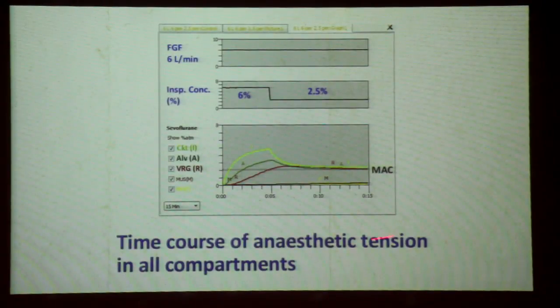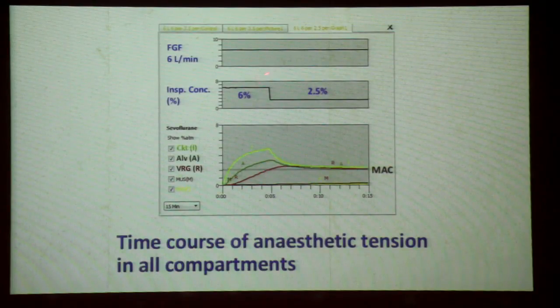So just see this graph which I wanted to show you. This is the circuit concentration of the sevoflurane. This is the alveolar concentration. This is the brain concentration. We started with an inspired concentration of 6% sevoflurane with a fresh gas flow of 6 liters, which is totally constant. This gray line is MAC 1. That is what we want to achieve.